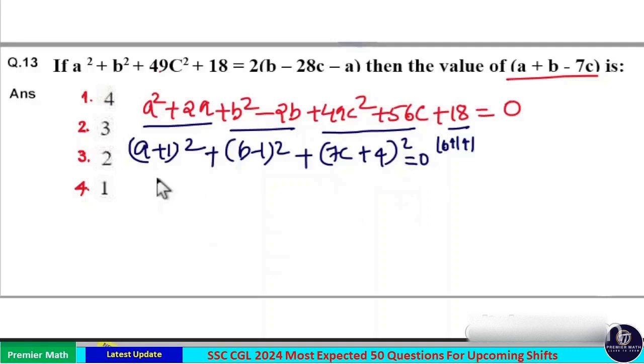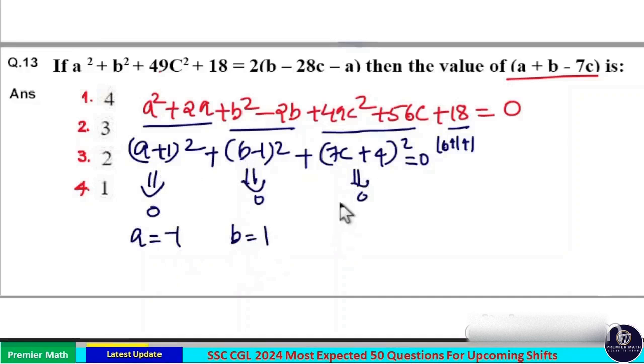Then if this whole term is 0, each term must be 0. Each term must be 0, which means (A plus 1) the whole square is 0. So A plus 1 is 0 means A is equal to minus 1. B minus 1 is 0 means B is equal to plus 1. 7C plus 4 is 0 means 7C is equal to minus 4. So C is equal to minus 4 by 7.